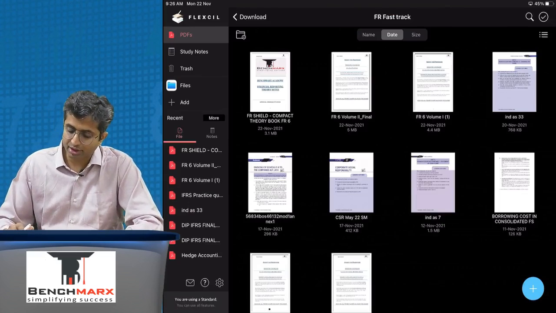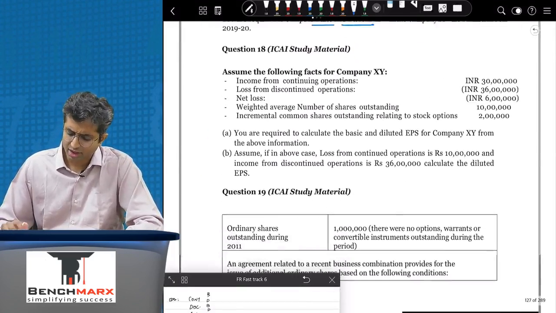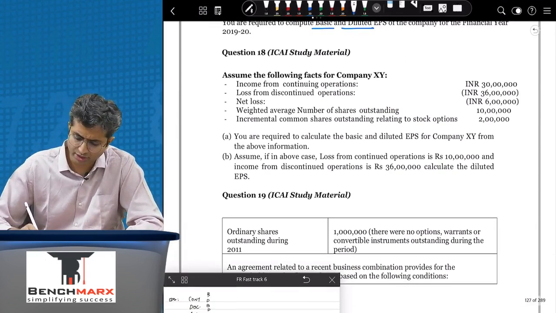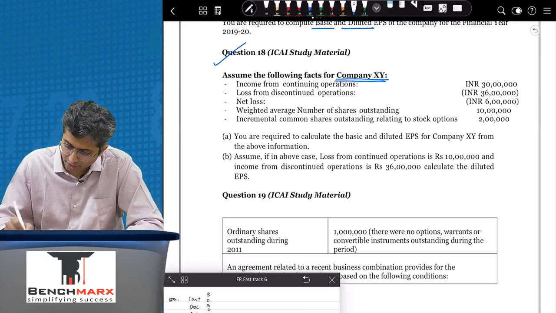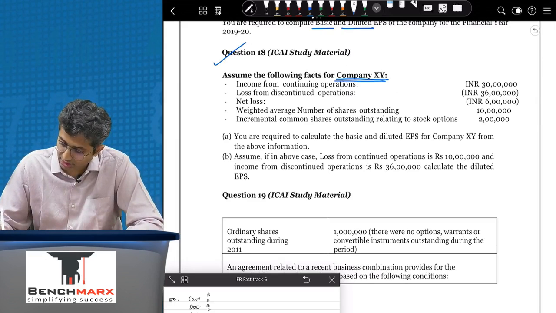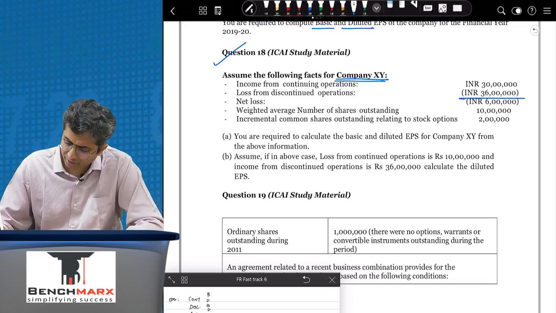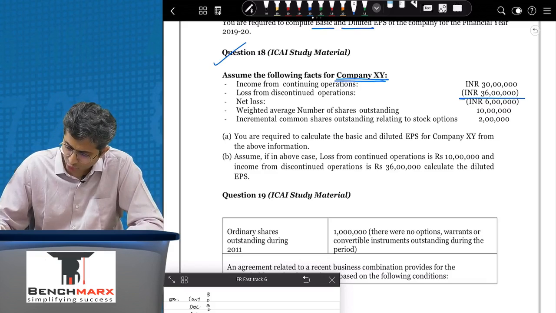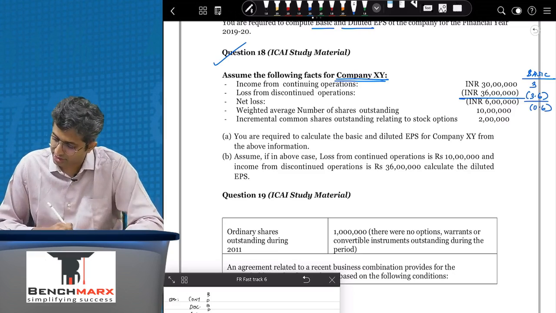Achha, look at question number 18, please, in your volume number 1, standard, page number 127. Let us go to question number 18. Assume the following facts for company XY. Okay, income from continuing operations is 30 lakhs, loss from discontinued operations is 36 lakhs, and hence your net loss is 6 lakhs. The weighted number of shares outstanding is 10 lakhs. So over here, if you were to calculate the basic EPS, it's fairly easy, divided by 10 lakhs. So this is 3 positive, this is 3.6 negative, and hence on a totality basis, this is 0.6 negative.